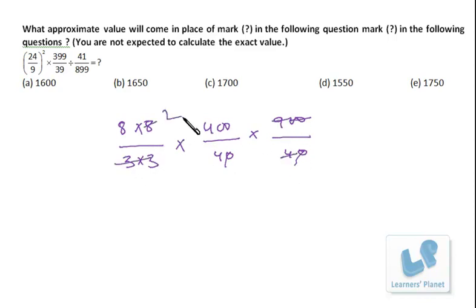4 2s are 8, 4 2s are 8. Now this is what? 2 2s are 4, 4 4s are 1600. Okay, because we have done so less approximation, so we are quite closer to the correct answer. Your correct answer will be in the range of 1595 to 1605, and options are having a difference of 50 at least. So 1600 is the correct choice. No need to calculate or worry.